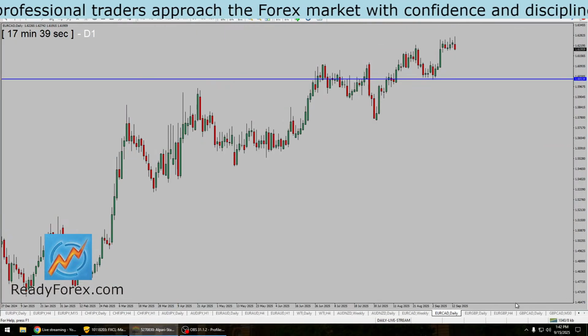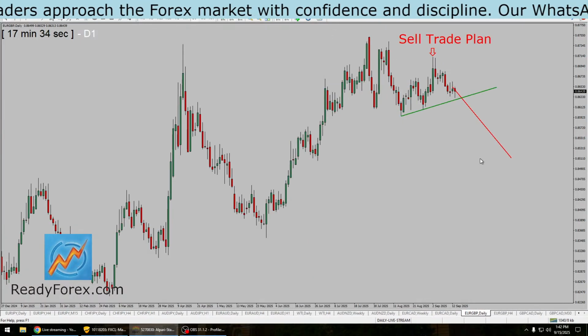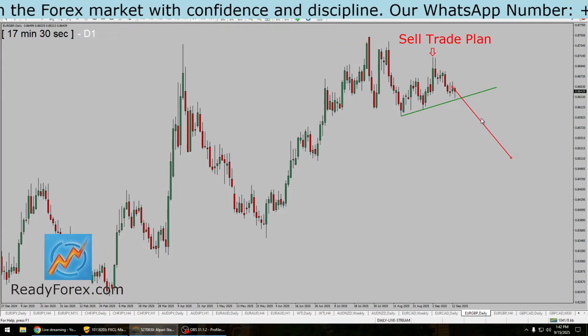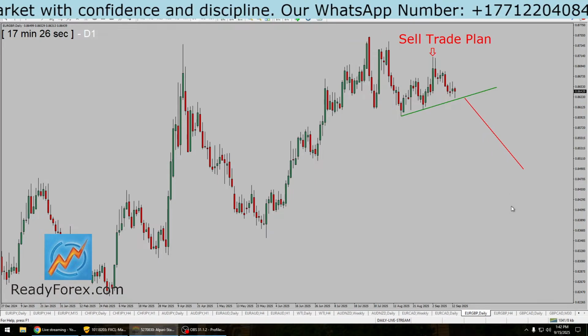Next one is the Euro GBP currency pair. Euro GBP, this is the sell trade plan over here. I'm still waiting for the market to break below this bullish trend line over here.